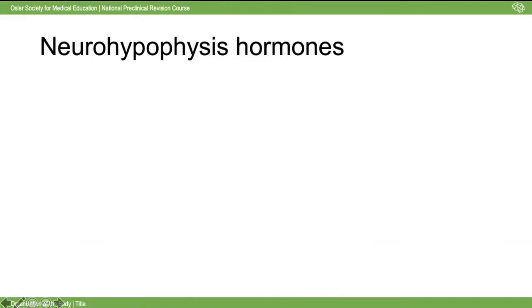So moving on to the posterior pituitary. The posterior pituitary produces ADH and oxytocin. So ADH, or antidiuretic hormone, concentrates your urine, and you can remember that because diuresis basically means peeing and losing water. So if you're doing antidiuresis, then you're producing more concentrated urine.